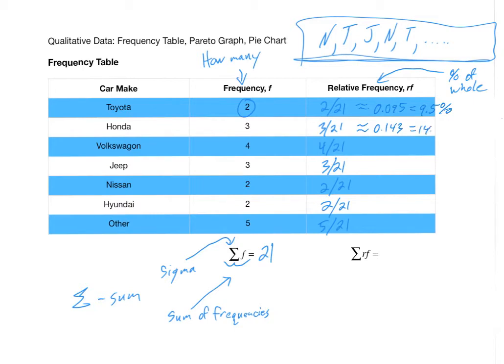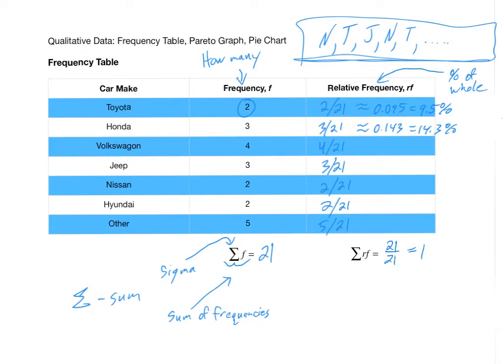Or 14.3%. And you could do this all the way down, but it doesn't matter to me. You could write fractions, decimals, or percentages here. Ultimately, what do you think this means? If RF stands for relative frequency, and sigma stands for take the sum, then this is saying take the sum of the relative frequencies. So if you add all these fractions up, you get 21 over 21. And 21 divided by 21 reduces to 1.